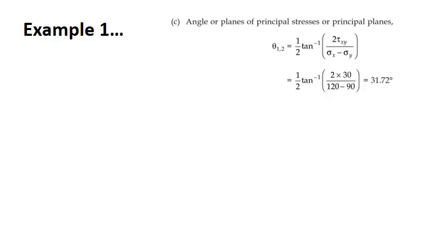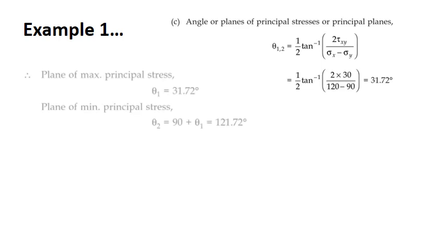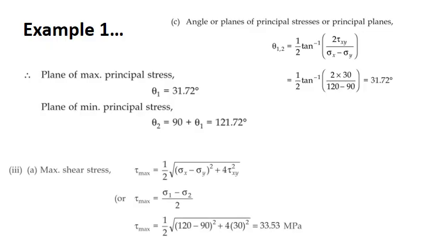Coming to the orientation or location, the principal plane, right? So we have that equation, half of tan inverse of 2 tau by sigma x minus sigma y. So you'll get that in degrees. And this is the plane of maximum principal stress. And the plane of minimum principal stress will be 90 degrees plus theta 1. Okay, so you have to visualize that from the Mohr circle diagram. So clear. So that is 121.72 degrees.